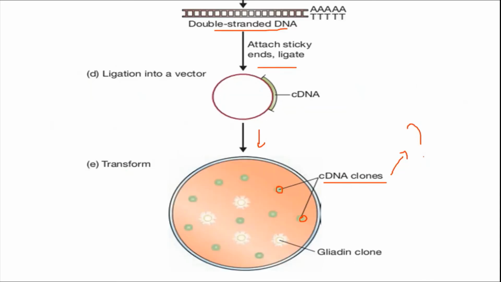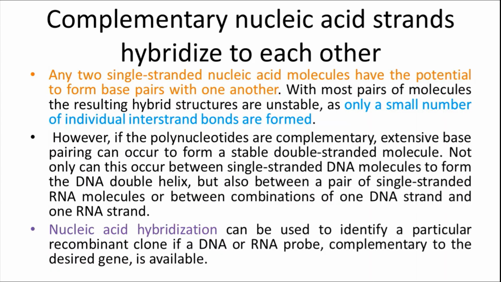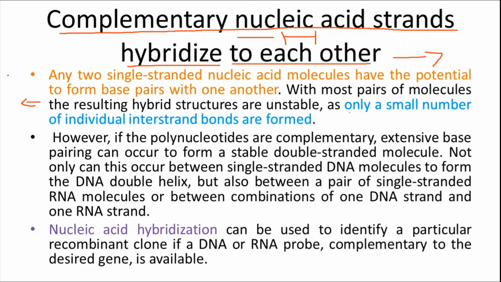Here the main principle is that complementary nucleic acid strands hybridize to each other. It is a very important principle: the probe binds complementarily to our gene of interest, if it is present in the membrane. The complementary binding can take place under specific conditions, maybe in a hybridization chamber.